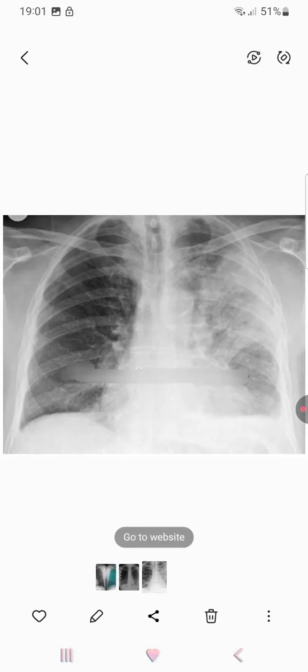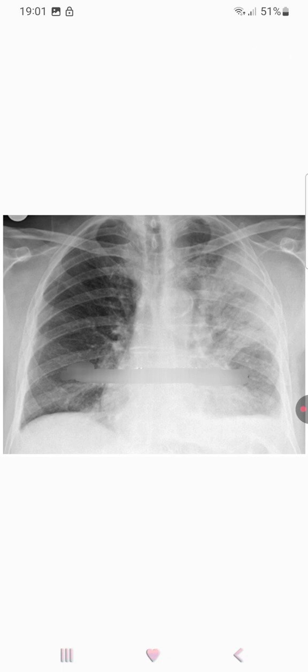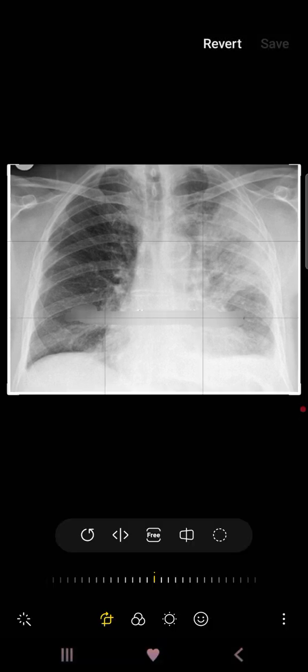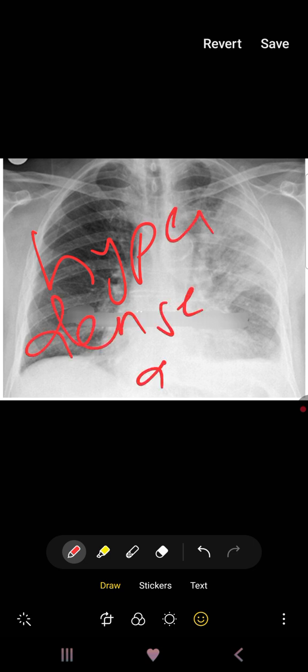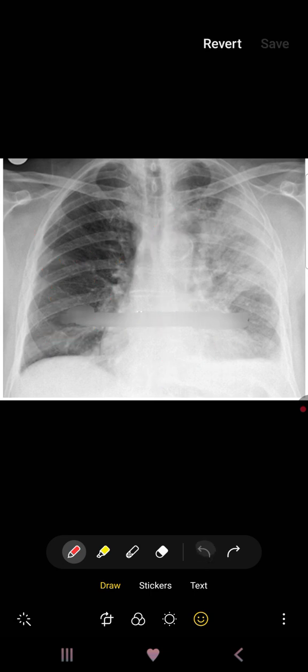Whenever there is increased whiteness present on the lung, now increased whiteness is very easy to spot, okay. Whenever there is increased whiteness present on the lung, you call it a hyperdense area. So this is hyperdense, and what we saw before was hyperlucent. Now since the chest X-ray today is showing a hyperdense area, I would like to tell you that this chest X-ray is showing consolidation with air bronchogram.